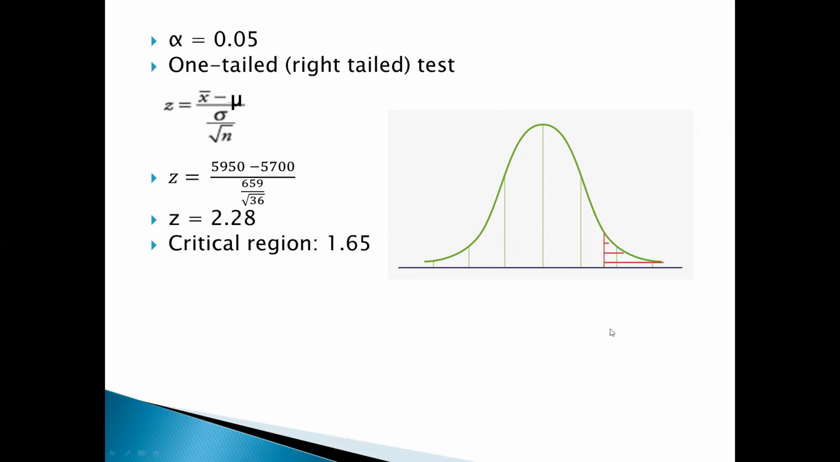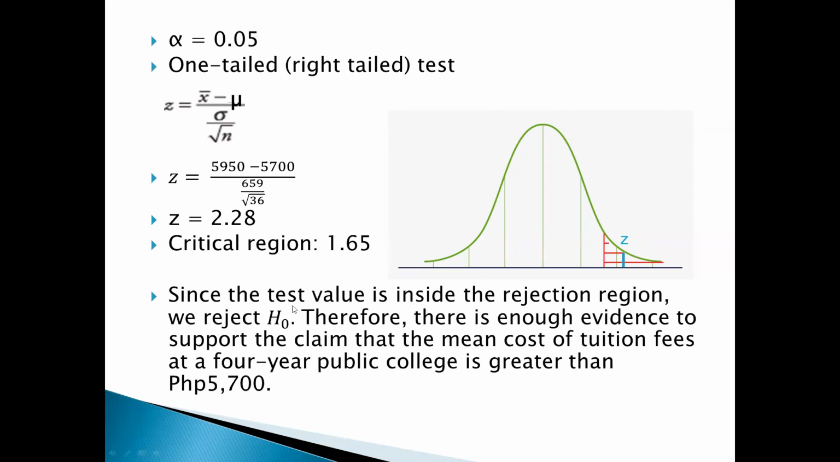So the critical region will be on the right side of the curve, the red one with the shaded part to the right. And then we plot the Z test value, which is 2.28, which is clearly inside the rejection region. So since the test value is inside the rejection region, we reject the null hypothesis. Therefore, there is enough evidence to support the claim that the mean cost of tuition fees at a four-year public college is greater than 5,700. All right.